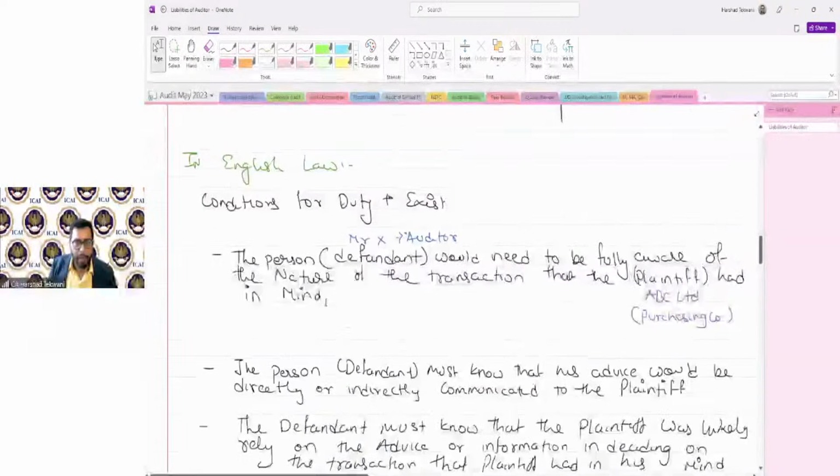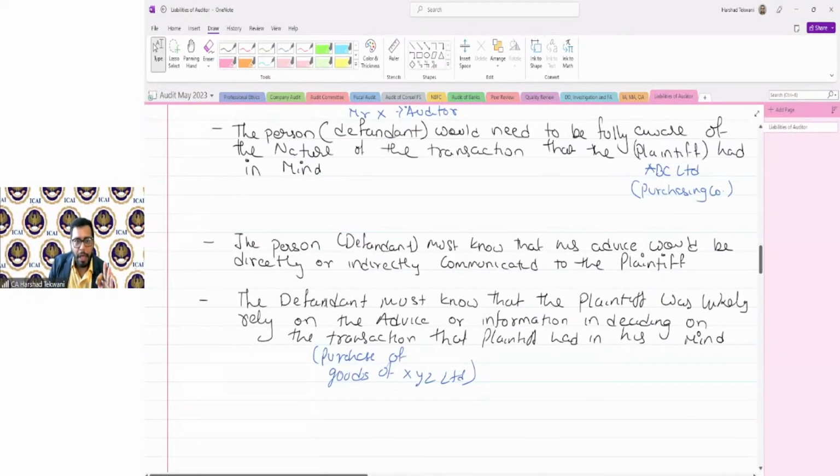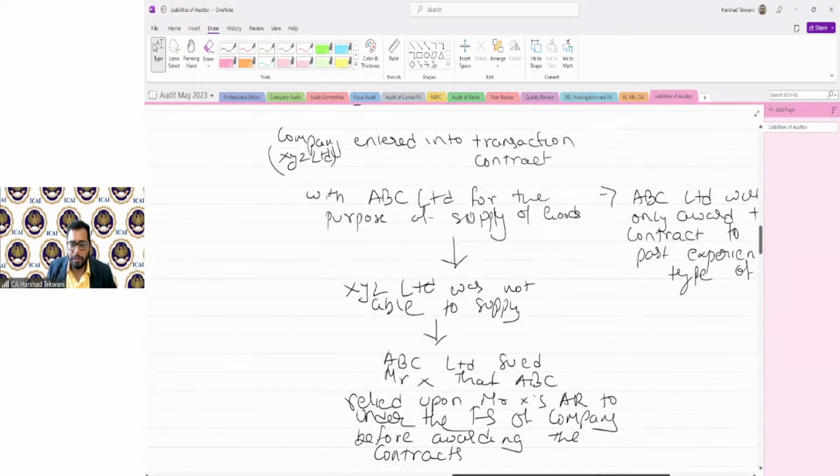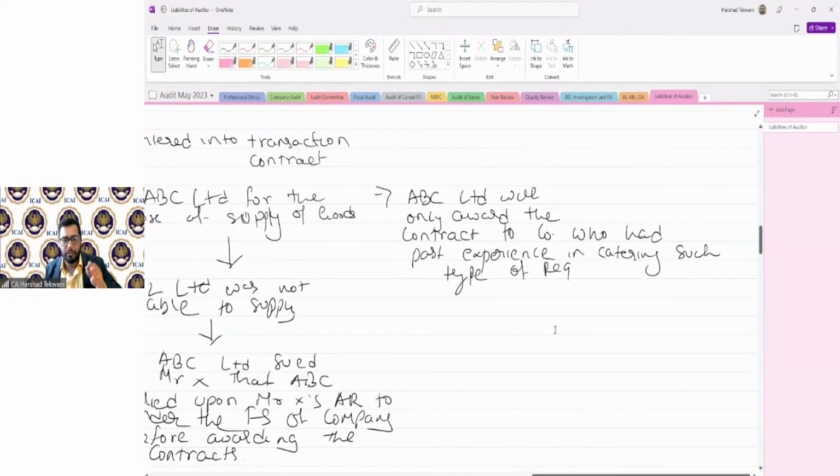Now, if Mr. X was aware what transaction ABC Limited is going to perform, if Mr. X was aware that yes, ABC Limited will rely upon, or the financial statement will be communicated to the ABC Limited, and third, Mr. X must know that ABC Limited will rely upon his advice, or in our case, the financial statement or the audit report, before entering into the transaction or while deciding whether they should enter into the transaction or not. In our example that we discussed here, ABC Limited's requirement was that the person should be able to have the experience, not the financial statement.